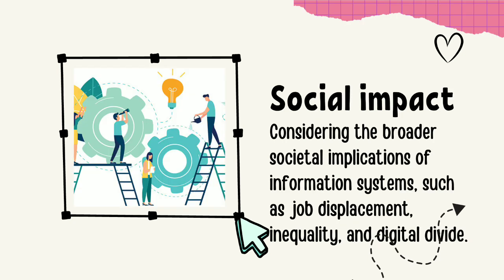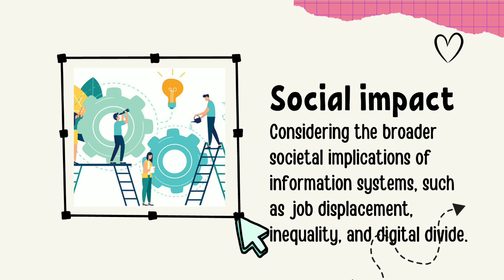Social impact. Social impact means considering the broader societal implications of information systems such as job displacement, inequality, and digital divide. Social impact refers to the effects that technology and information systems have on society, communities, and individuals. It considers how technology influences behaviors, relationships, and opportunities, both positively and negatively.